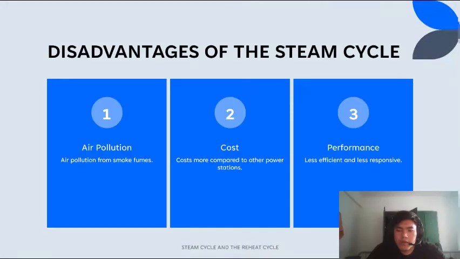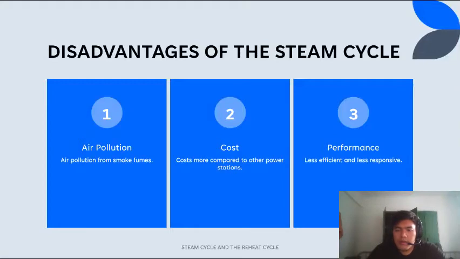Now I'm going to explain the disadvantages of the steam cycle. The first one is air pollution from smoke fumes. The second one is that it costs more compared to other power stations. And the last one is performance, less efficient and less responsive.